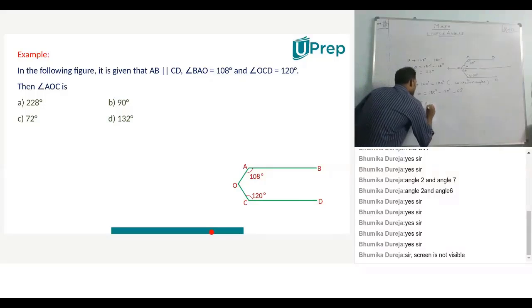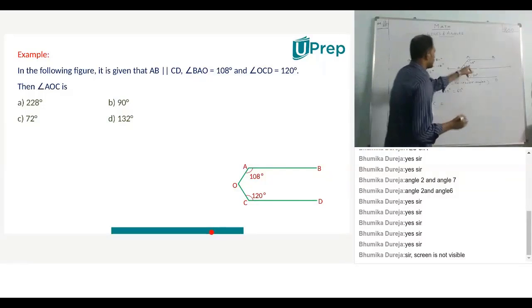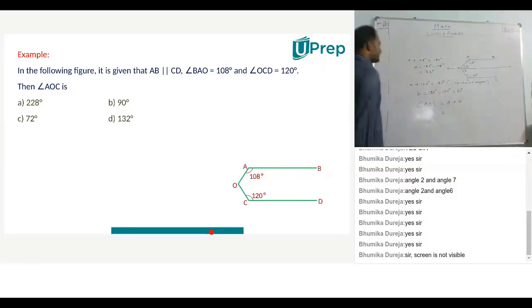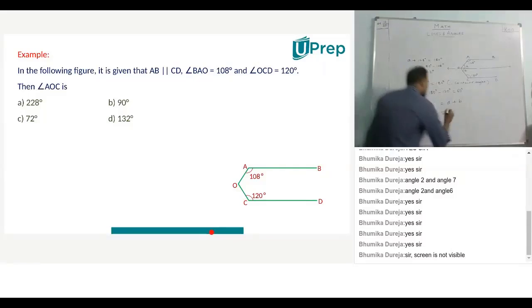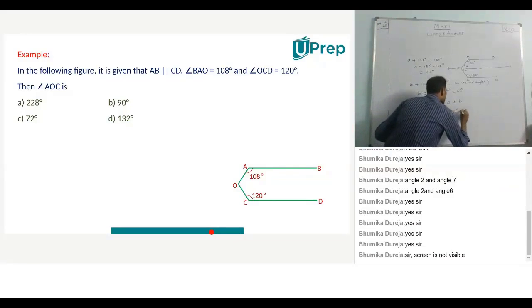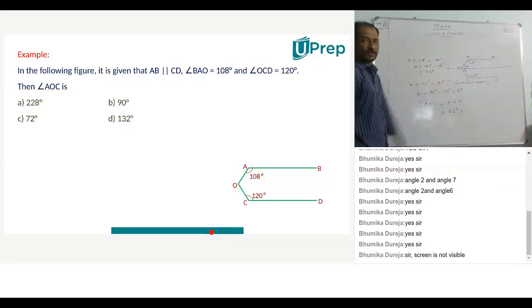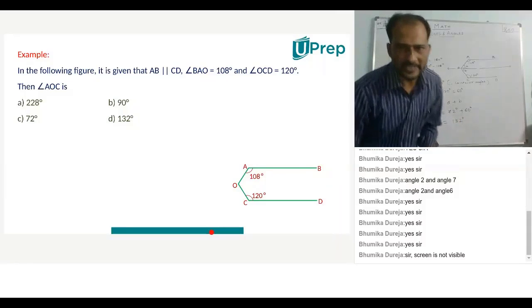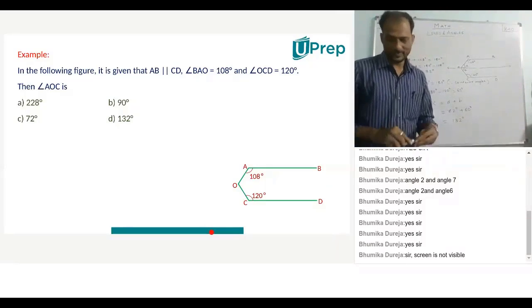Now angle AOC is equal to A plus B. And what is the value of A we got? 72 degrees. And what is the value of B we got? 60 degrees. So 72 plus 60 is 132 degrees. So option D is the correct answer.